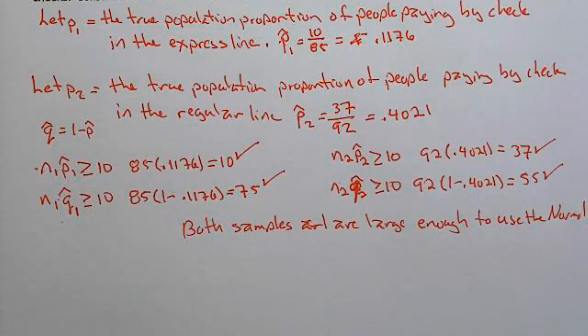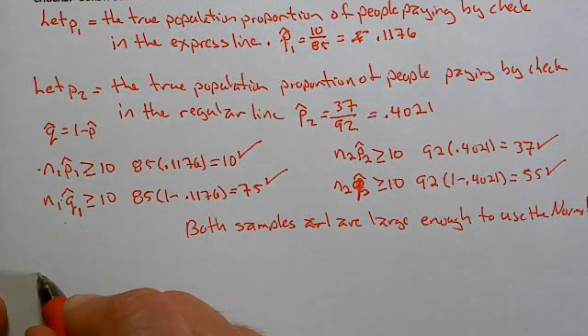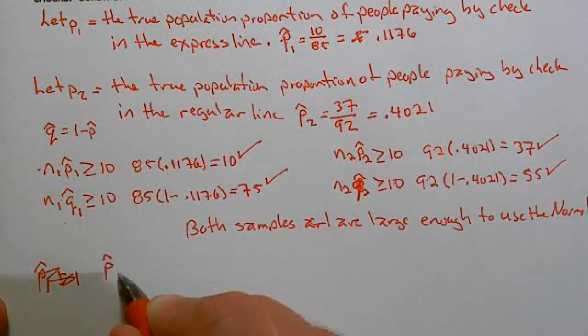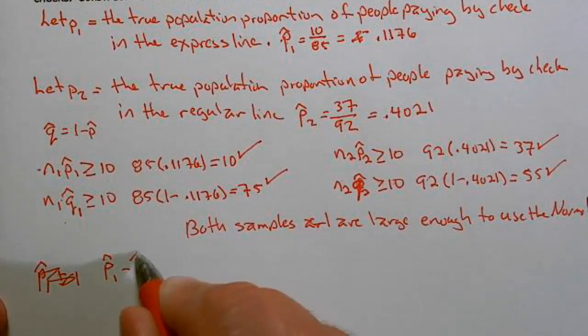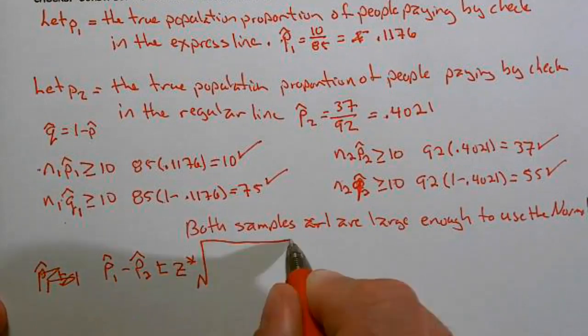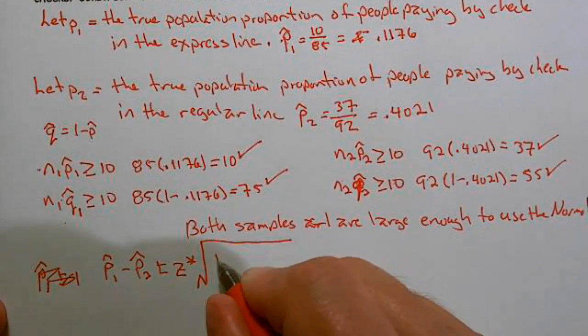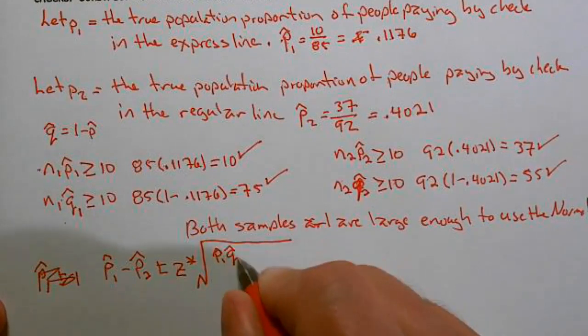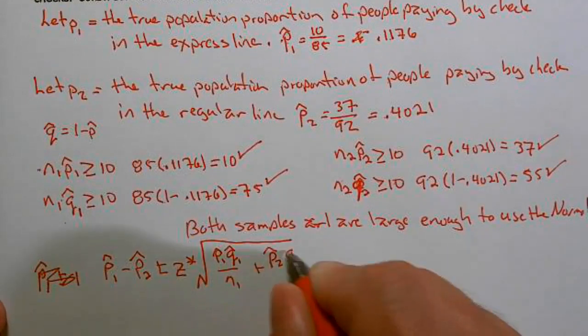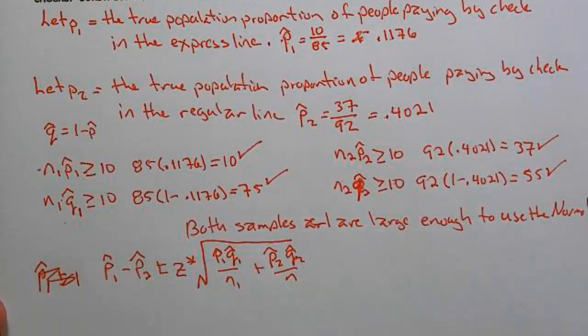All right. So we've done our conditions. We're going to go ahead and write our equation. And our equation is this big thing that makes us look really smart when we know how to use it. P hat 1 minus P hat 2 plus or minus Z star times the square root of P hat 1 Q hat 1 over N1 plus P hat 2 Q hat 2 over N2.